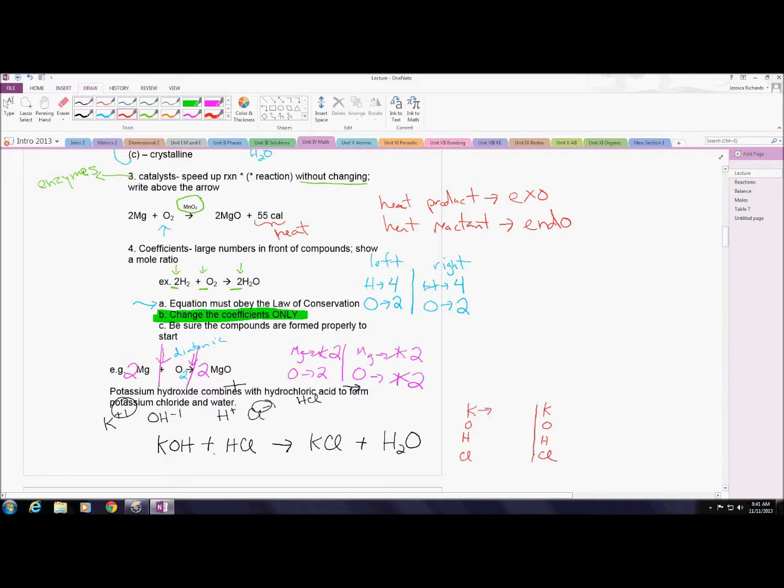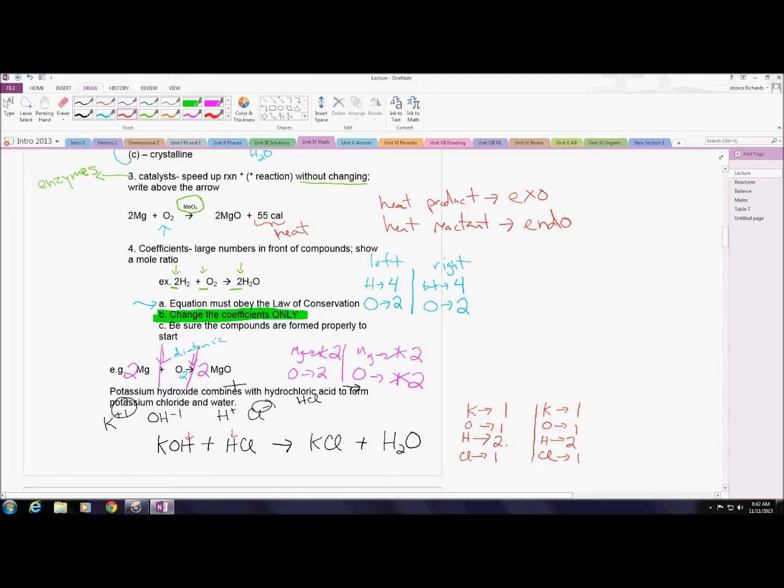So right now on the left, I have one piece of potassium, one piece of oxygen. Now the hydrogens become tricky because they're in two different compounds over here. So I actually have two pieces of hydrogen and one piece of chlorine. On the right-hand side, one piece of potassium, one piece of oxygen, two hydrogens, and one chlorine.